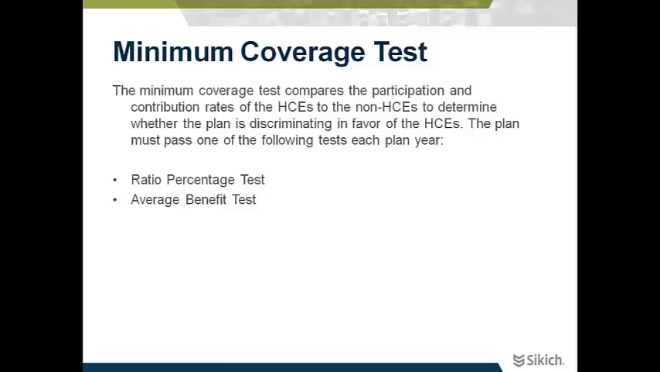There are two coverage tests. We have the ratio percentage test, and then there's the average benefit test. If the ratio percentage test passes, then no further action is necessary. However, if it fails, then the plan sponsor essentially has two choices: expand coverage to pass the ratio percentage test or pass the average benefit test. We're going to focus today on the ratio percentage test. Most plans pass the ratio percentage test. However, if your plan fails, then we're going to have a supplemental discussion with you about the average benefit test and its application.